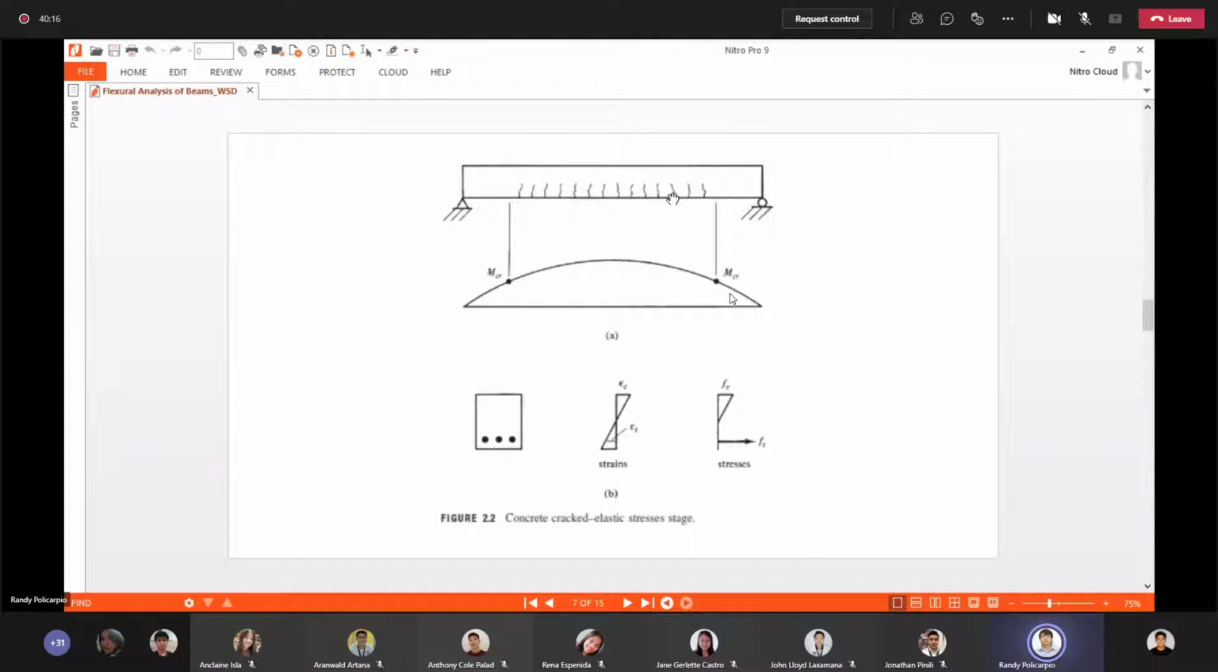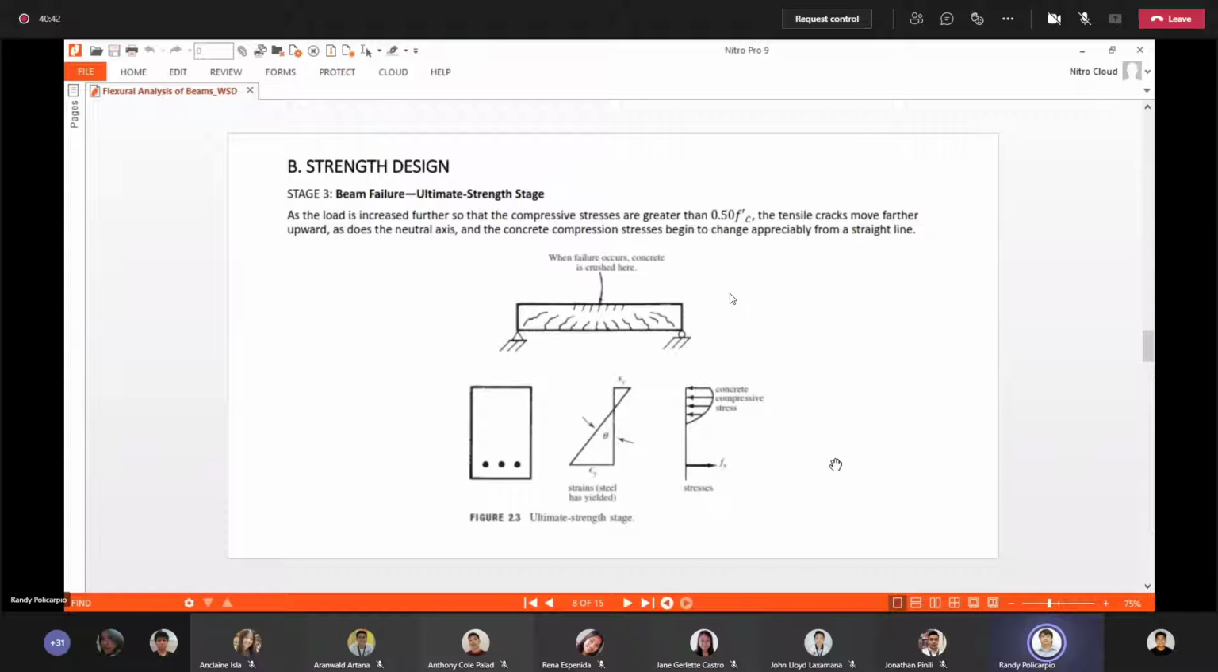Okay? So yun yung ating stage 2, wherein our beam is on the crack stage. So other, they identify our section as cracked section. Pag naman uncrack yan, uncracked section.